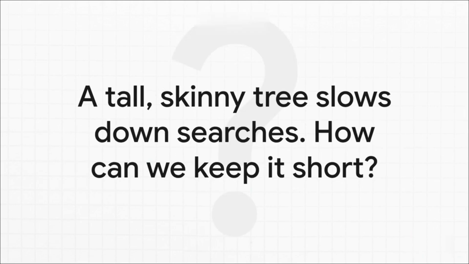But there is a catch. All that speed relies on the tree being nice and bushy. What happens if you add numbers that are already in order, like 1, 2, 3, 4, 5? You don't get a bushy tree, you get a tall, skinny, pathetic-looking chain. And searching that is just as slow as searching a list.